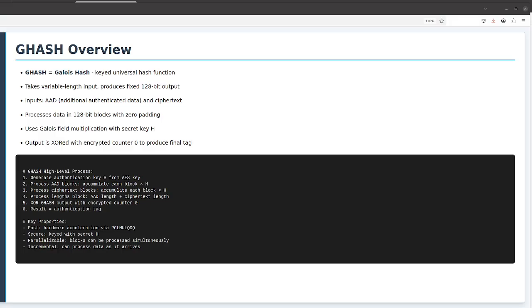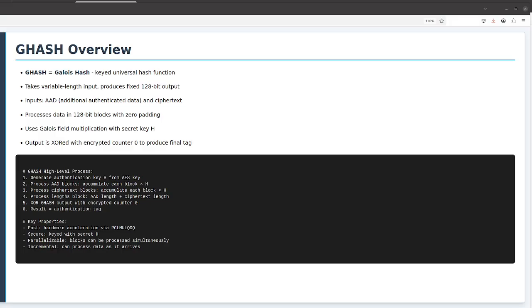The inputs to GHASH are the additional authenticated data, which is abbreviated AAD, and the ciphertext from the CTR mode encryption. Both of these need to be authenticated to ensure they haven't been tampered with. The AAD is data that you want to authenticate but not encrypt, for example, packet headers. The ciphertext is the encrypted payload that also needs authentication.